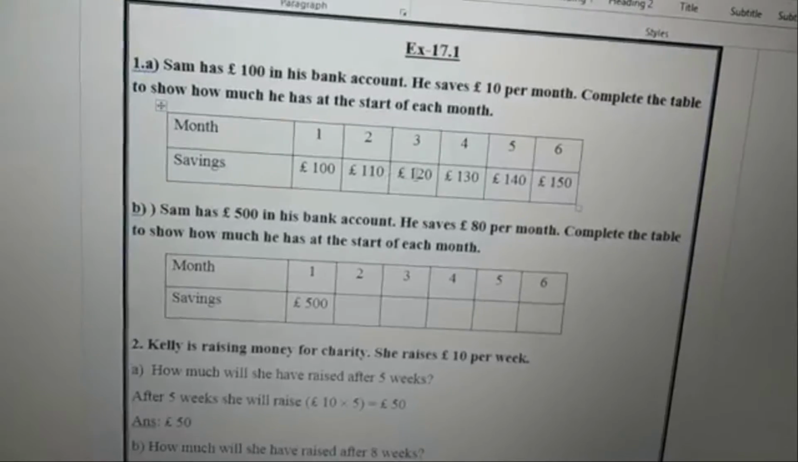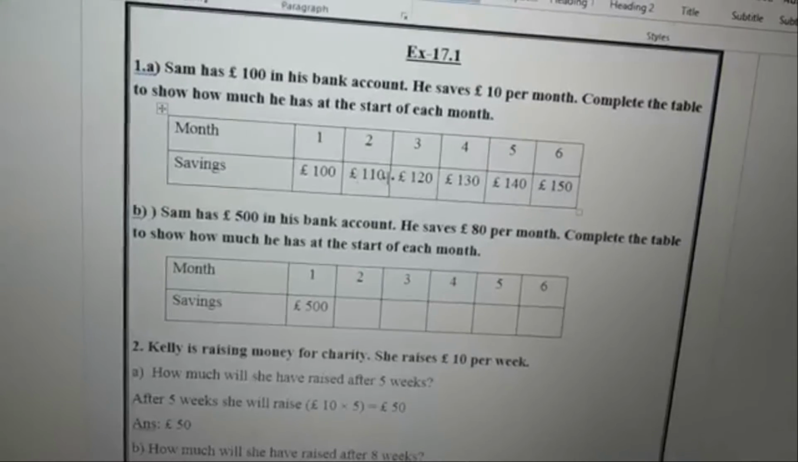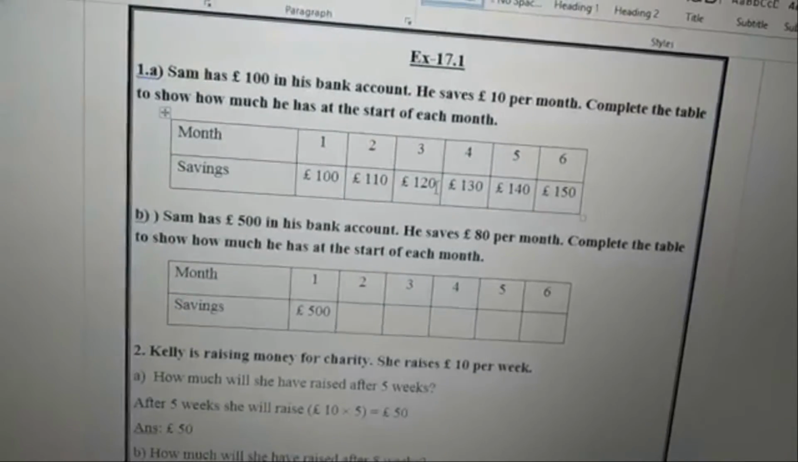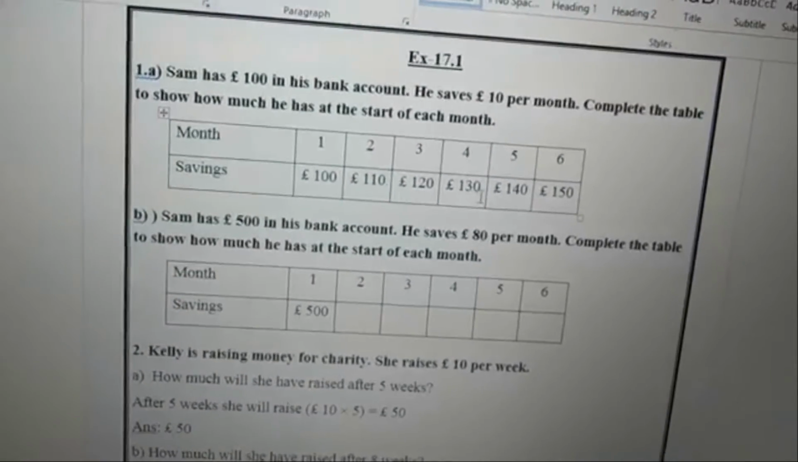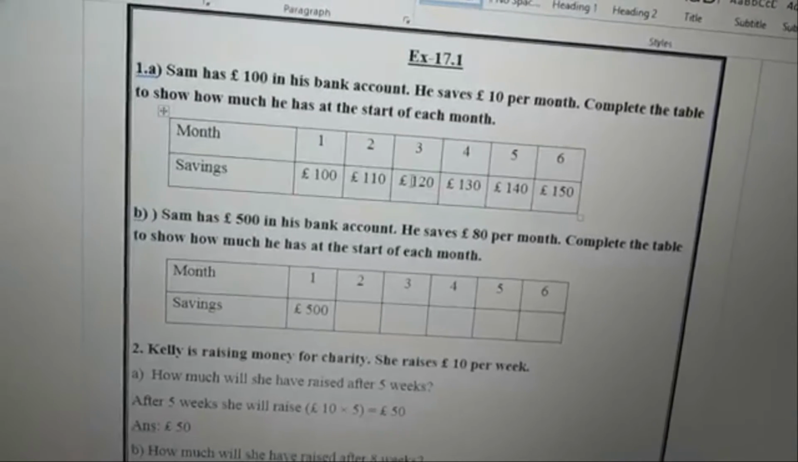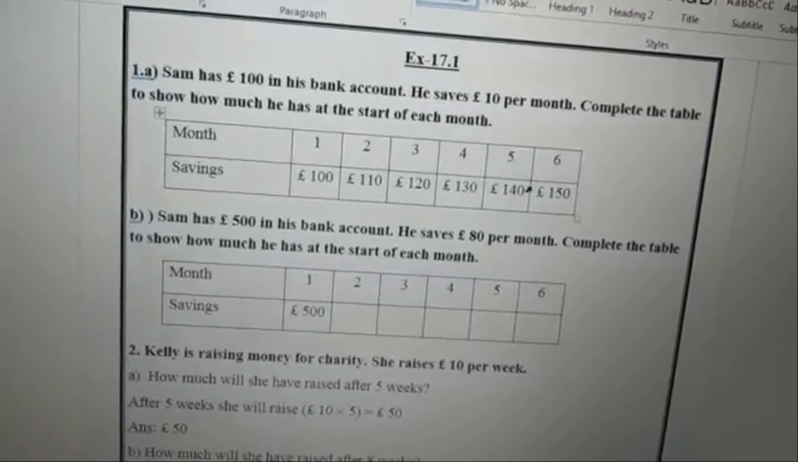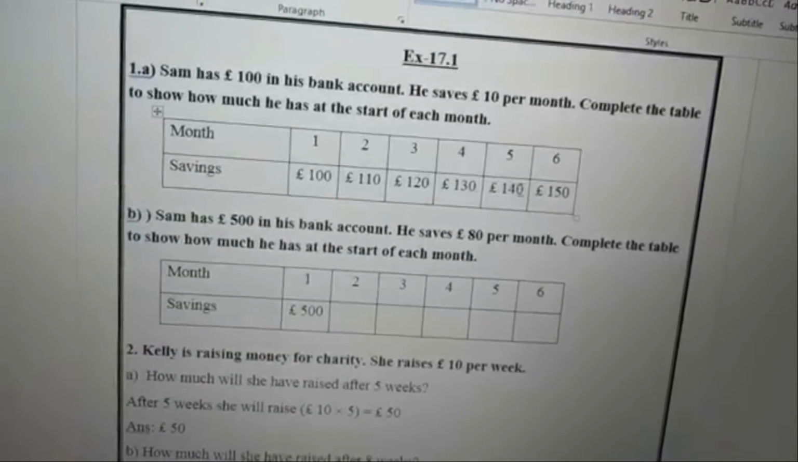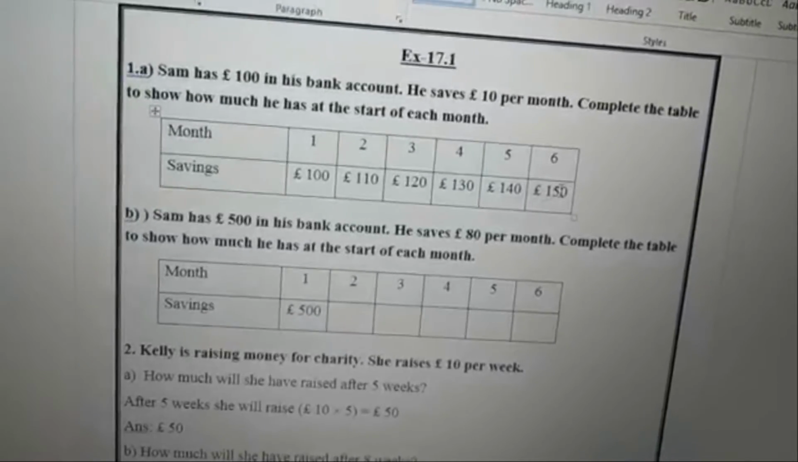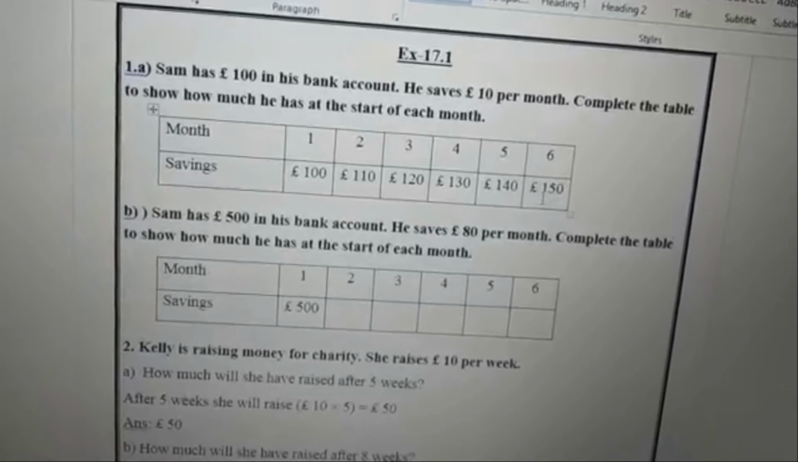In the third month we add 10 with this 110. It becomes 120. In the fourth month we have to again add £10 with this previous amount 120, then we'll get £130. In the fifth month we have to add 10 again, then it will be 140, and in the sixth month he will have £150 in his account.